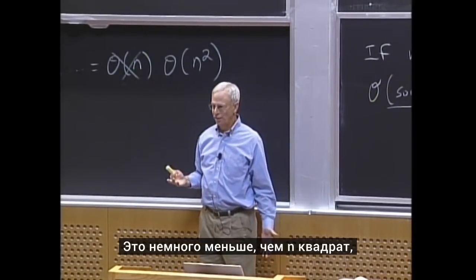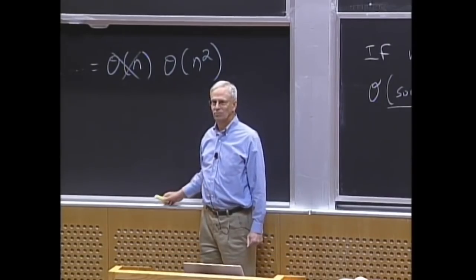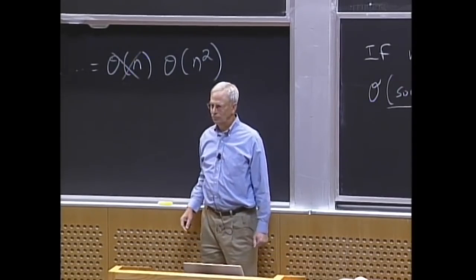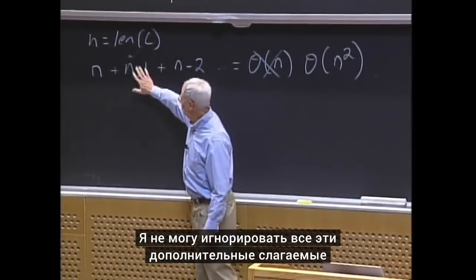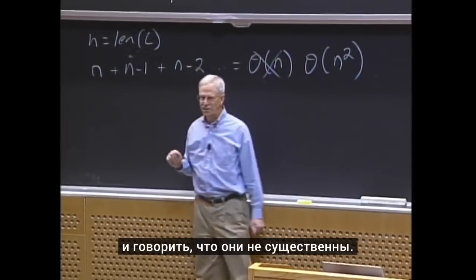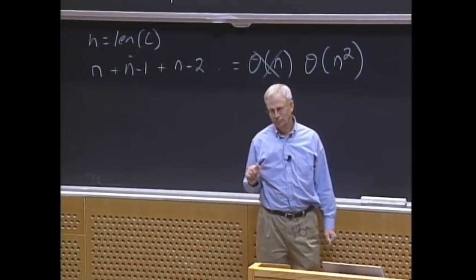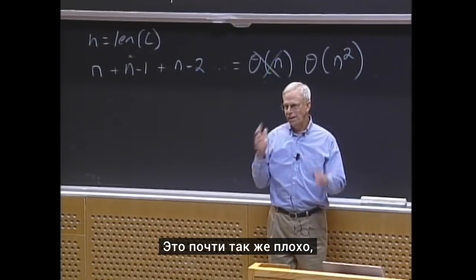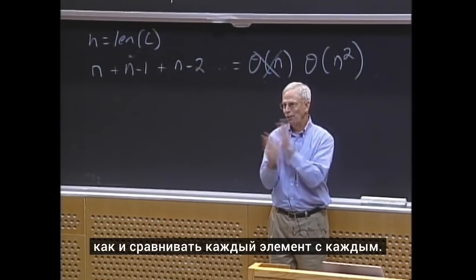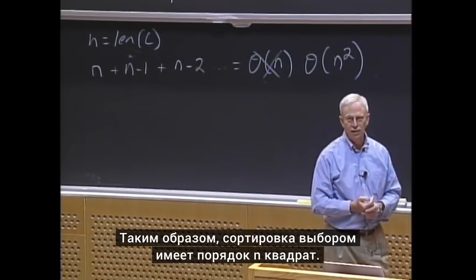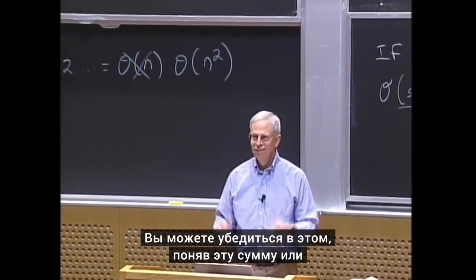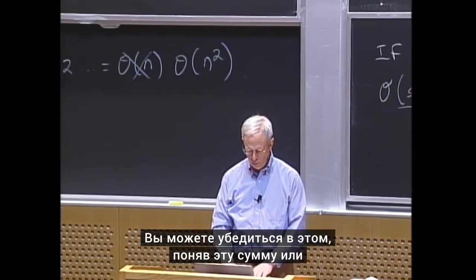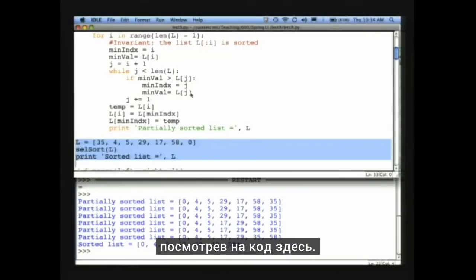No, it's like the sum of the numbers is like n times n minus 1 over 2 or something. Right. It's really exactly right. It's a little smaller than n squared, but it's order n squared, right? I'm doing a lot of these additions, so I can't ignore all of these extra terms and say they don't matter. It's almost as bad as comparing every element to every other element. All right, so selection sort is order n squared. And you can do it by understanding that sum, or you can look at the code here. And that sort of will also tip you off, right?